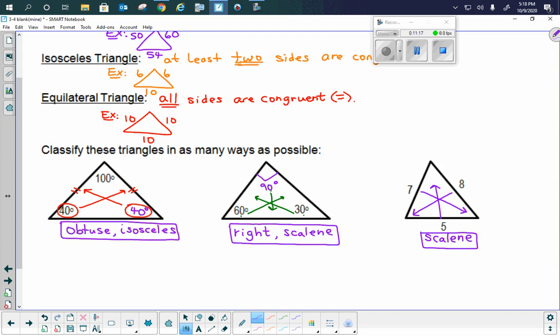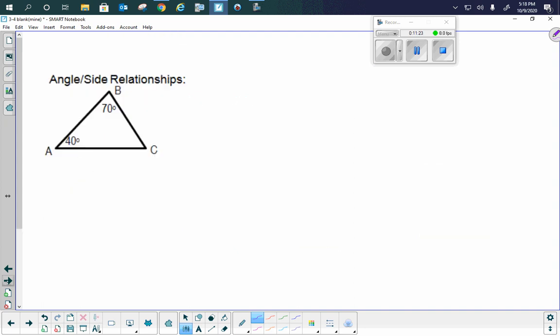All right, so that would be scalene. So now we've kind of started this a little bit, but let's talk about our angle-side relationships. First things first.